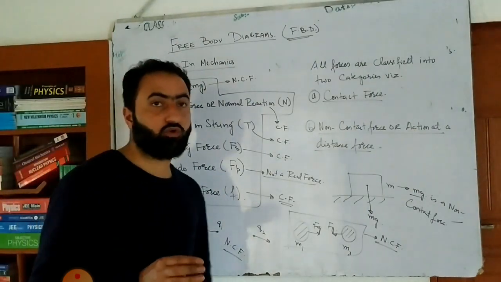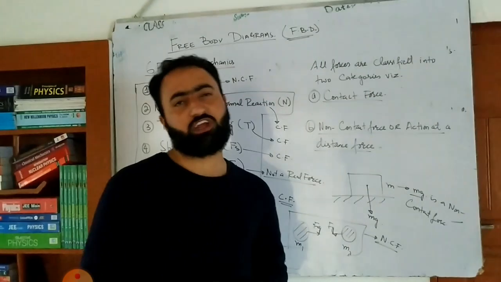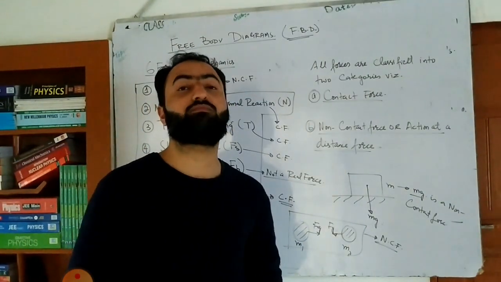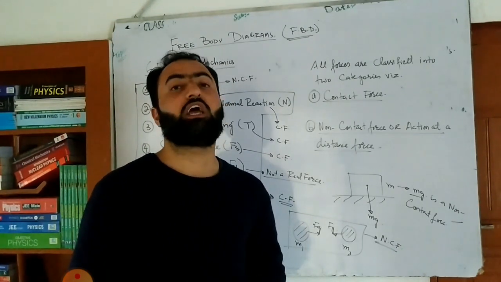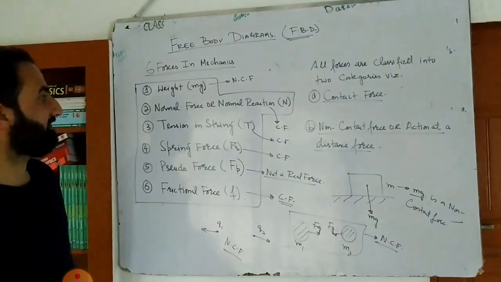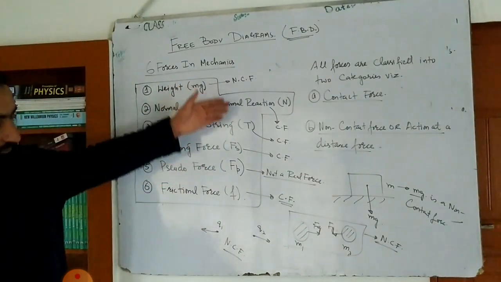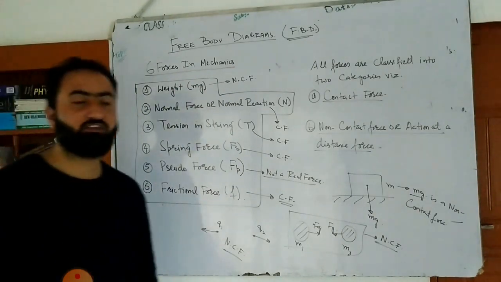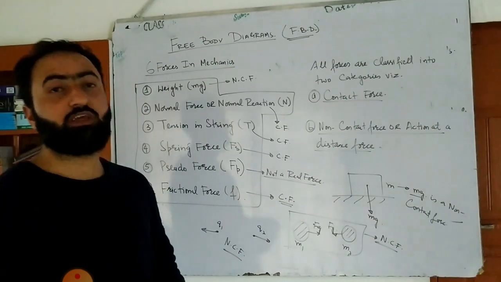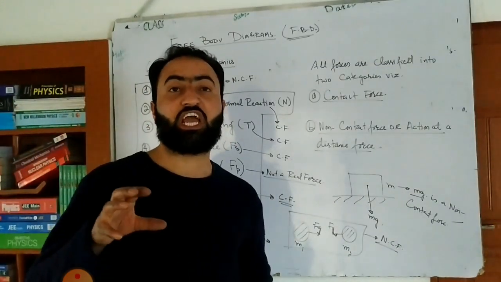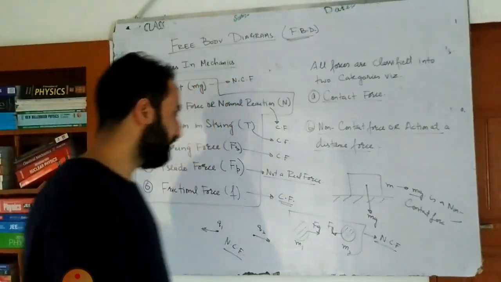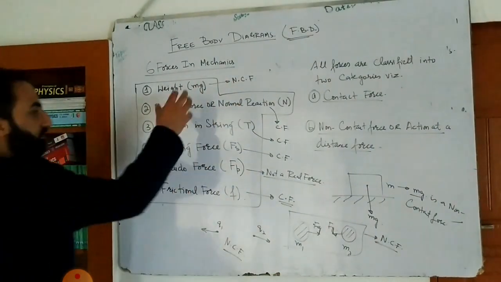So what are the examples of non-contact force? First of all, gravitational force or weight, that's one and the same thing. Second is electrostatic force. Third is magnetic force or magnetostatic force. These are all non-contact forces, or action at a distance. The remaining forces are all contact forces because they require physical contact between the two. For example, if there is no physical contact between a vehicle and a road, the frictional force cannot exist. It exists only if there is physical contact between the two.